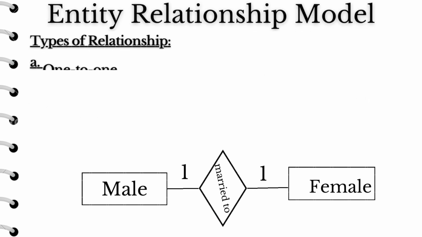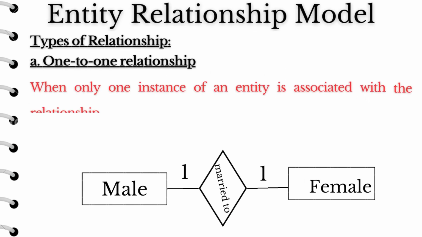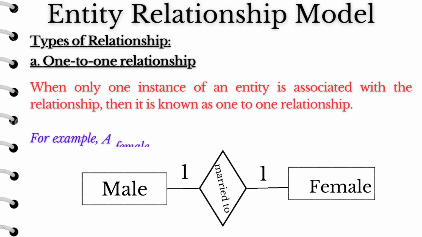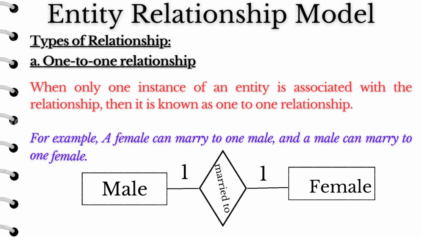There are four types of relationship. The first is one-to-one relationship. When only one instance of an entity is associated with the relationship, then it is known as a one-to-one relationship. For example, a female can marry one male, and a male can marry one female. That is, they are associated one-to-one.